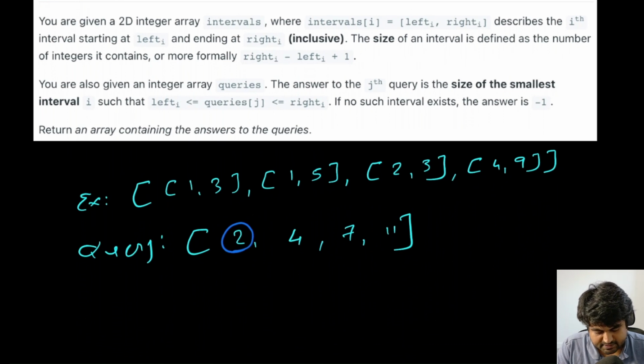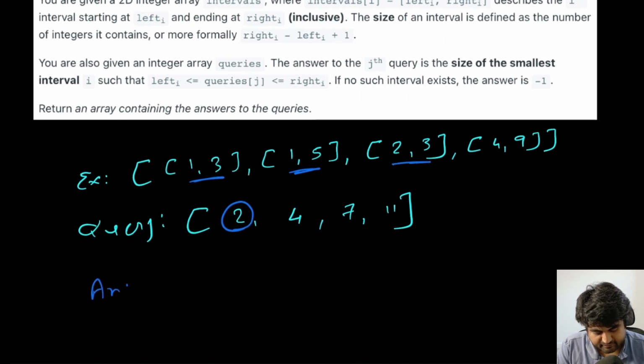Now we can notice that this interval contains 2, this interval contains 2, and this interval also contains 2. So in this case, as part of the answer, we need to return the size of the smallest interval that contains 2, which is going to be this one, because the size of this interval is going to be 3 minus 2 plus 1. So the size is going to be 2 over here. So we need to return 2 as the answer.